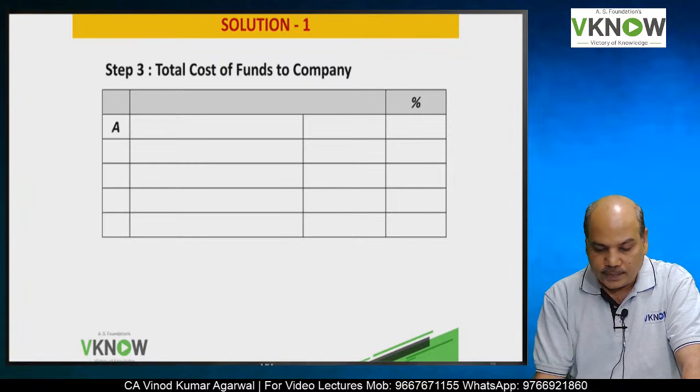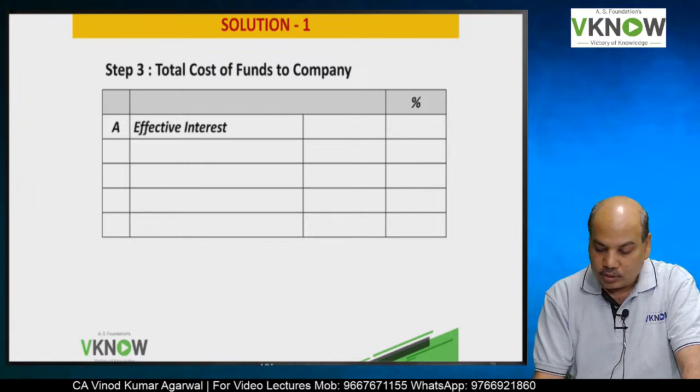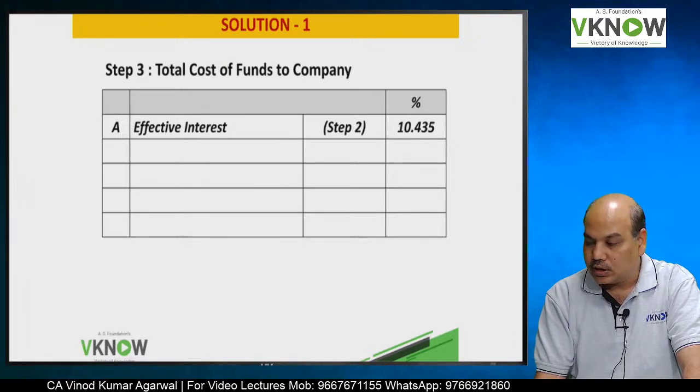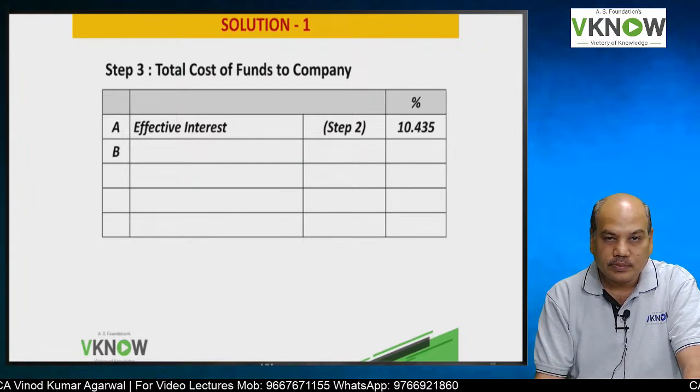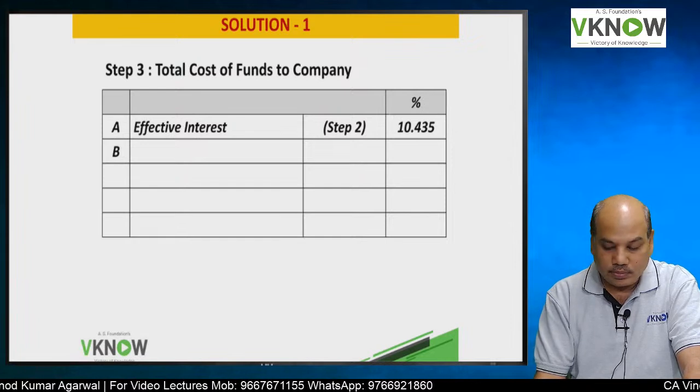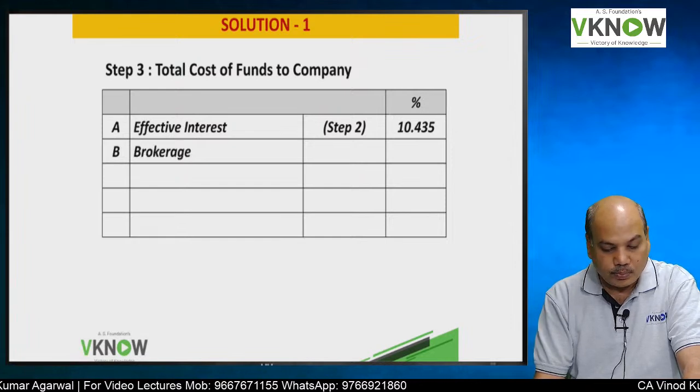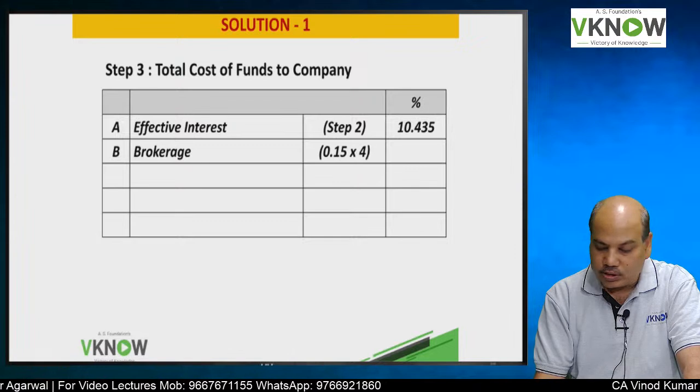Now write down step number 3, total cost of funds to the company. Now this is very easy. First we have already computed the effective interest, 10.435%. Then look at your question. Brokerage is given 0.15% for 3 months.